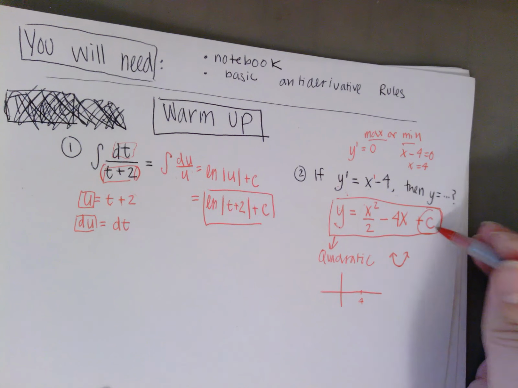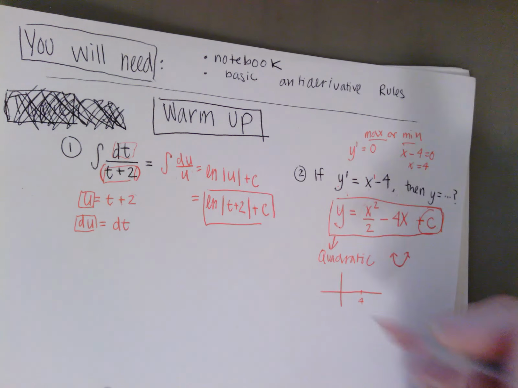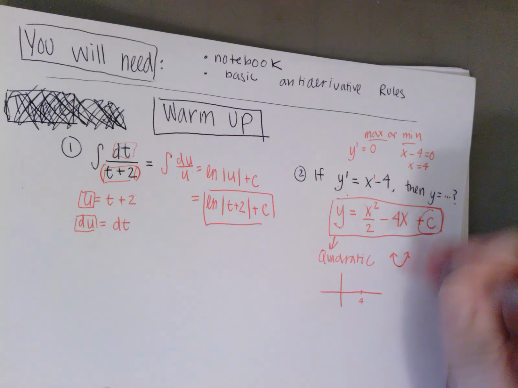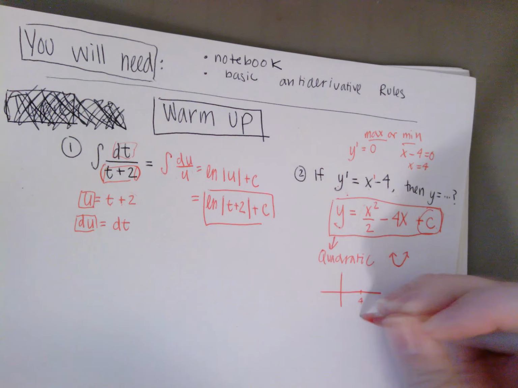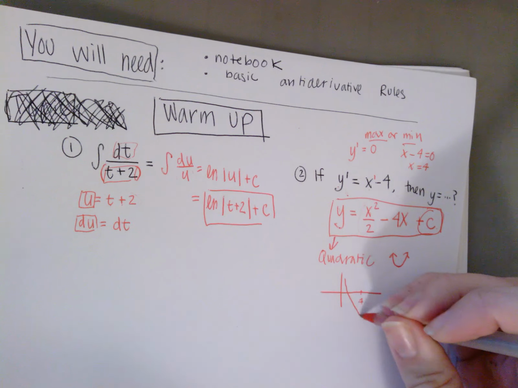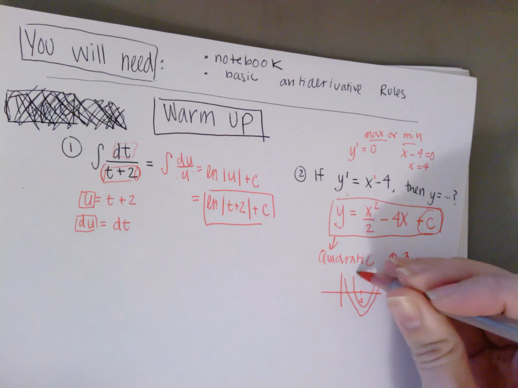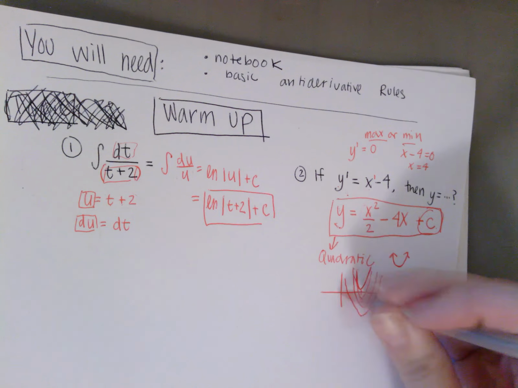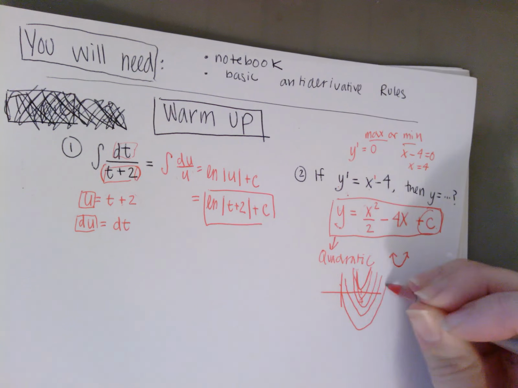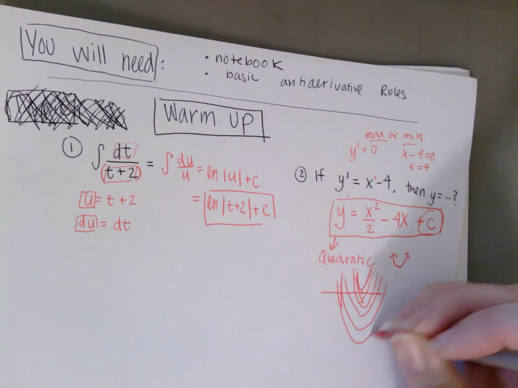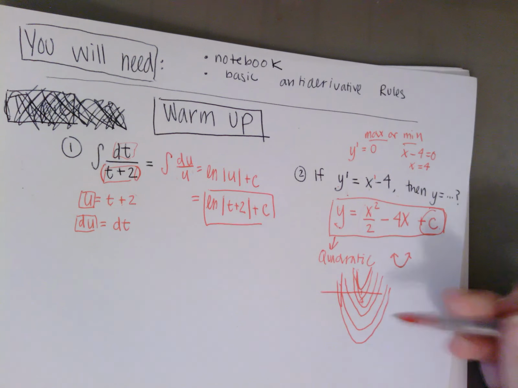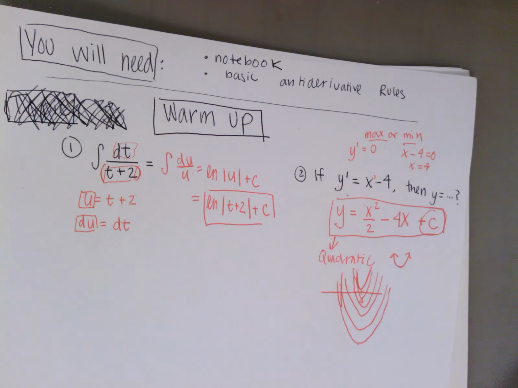But what does the plus c do? Well, the plus c shifts this parabola up or down. So the truth is, I don't know exactly where this parabola is going to be. I could have a parabola like this, and like this, like this. They would all be centered at 4. But I don't know where the y-intercept is. So I would be shifting this parabola up or down depending on what c is.